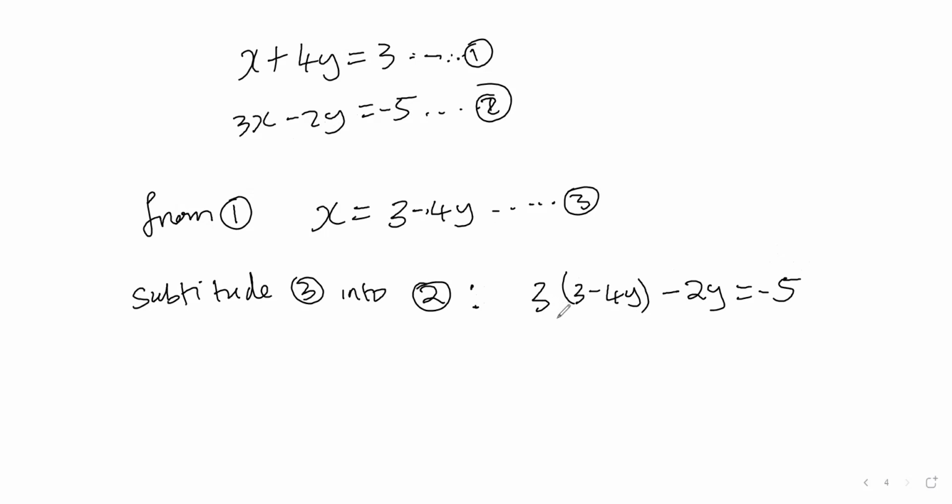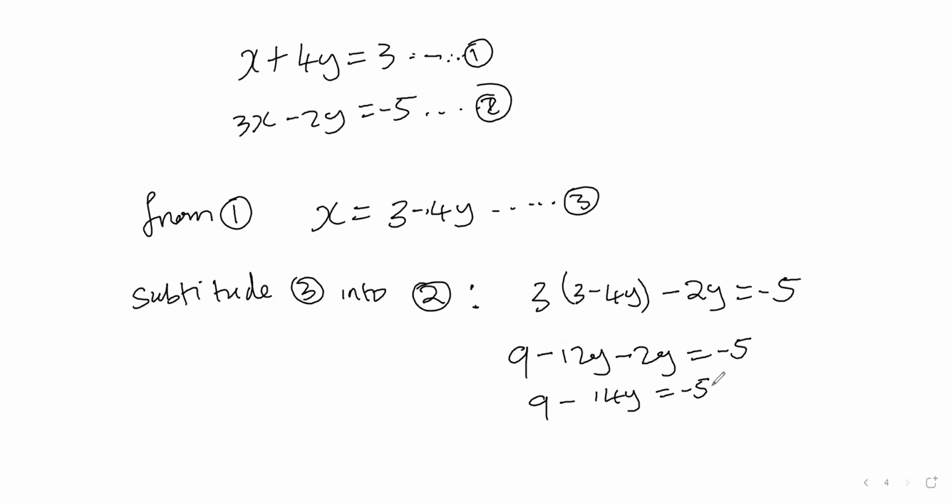Then we have this linear equation in y that we can open up the brackets, add and subtract like terms, and solve for y. Opening up our brackets, we get 3 times 3 is 9, minus 3 times 4y is 12y, minus this 2y here equals negative 5. Adding like terms, minus 12y minus 2y, we get 9 minus 14y equals negative 5. We now solve for y.